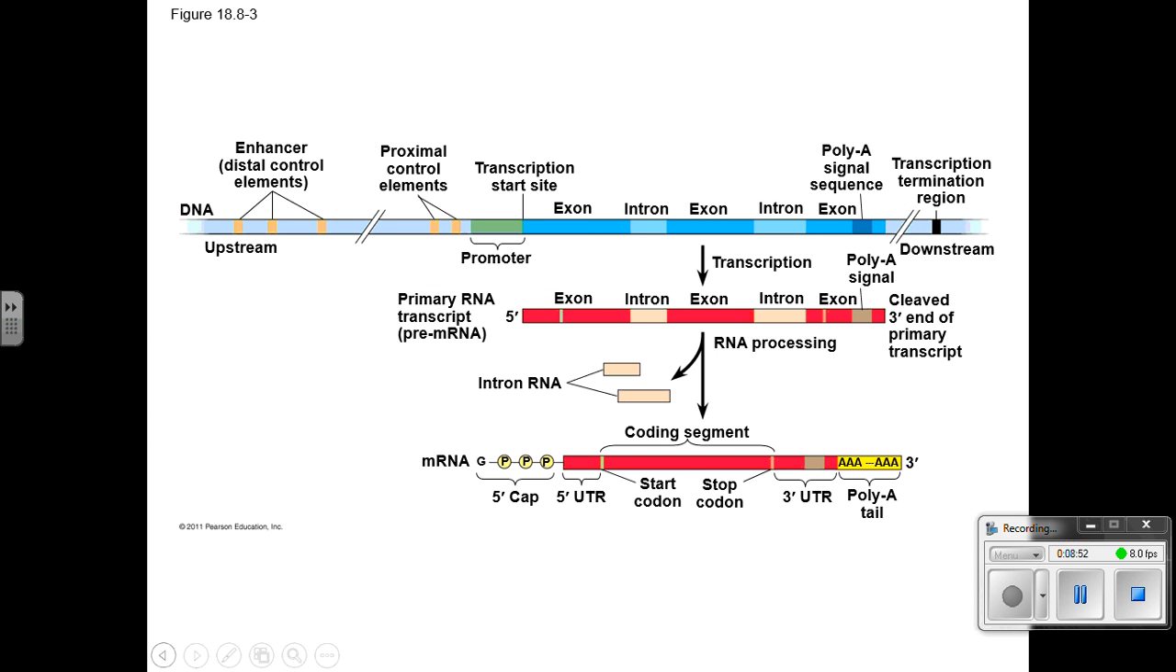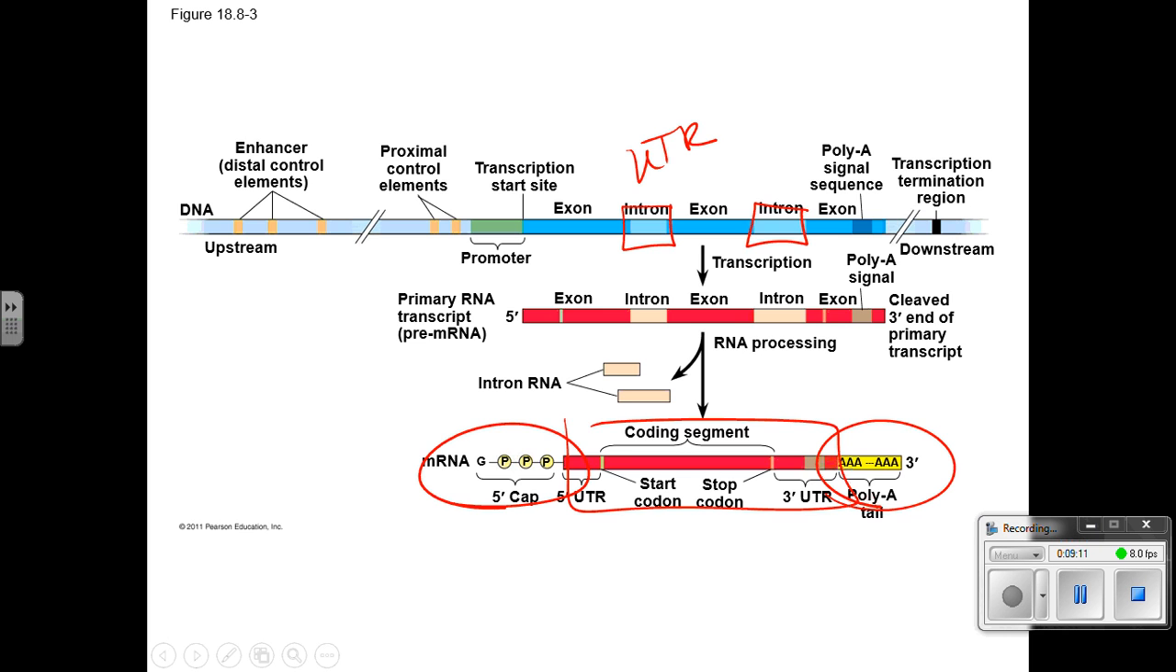So here's an example of this. This is an example of regulating our gene expression because all of these pieces of DNA are never expressed. They're what we call untranslated regions. And then you've got your poly A tail and your GTP cap, which are going to protect this part that is actually going to be transcribed.